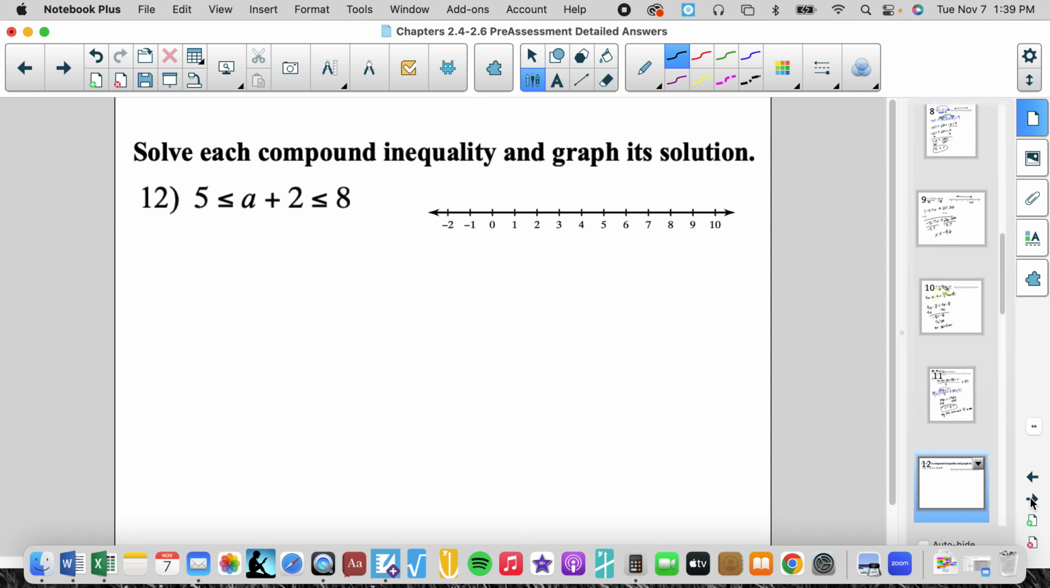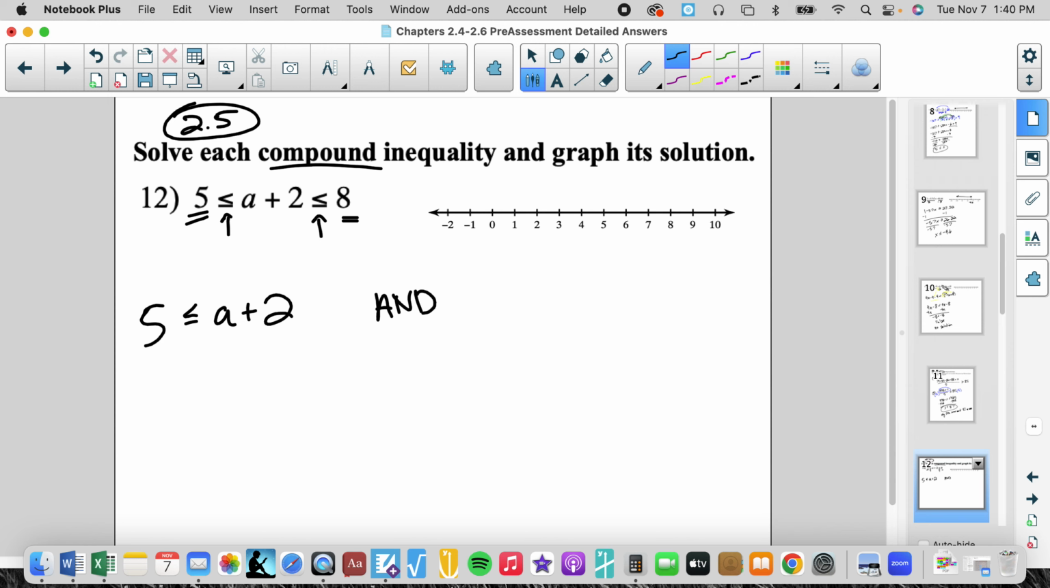Good. All right, now we move into section 2.5. So now we're dealing with compound inequalities. So we look here and we see that we have less than signs. We've got to make sure that that's in numerical order. So yes, this is a proper one, and we're going to write 2 inequalities. We're going to write 5 is less than or equal to a plus 2, and because it's less than, it's going to be an and, a plus 2 is less than or equal to 8.